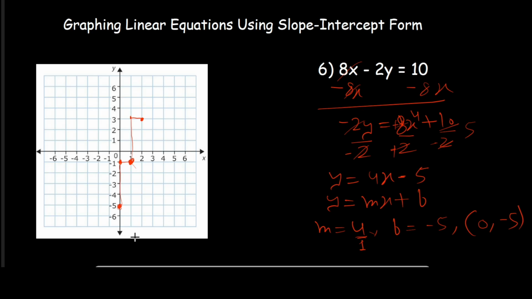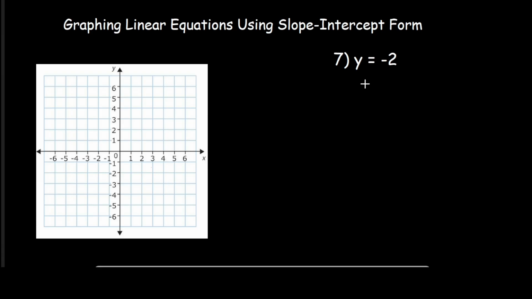Now let's connect these 3 points with a straight line, and add arrows to both sides of this line. So here is our solution. Now moving to the next problem.